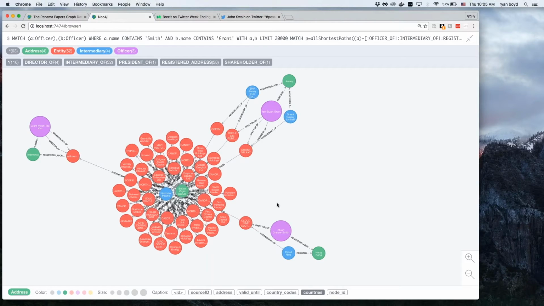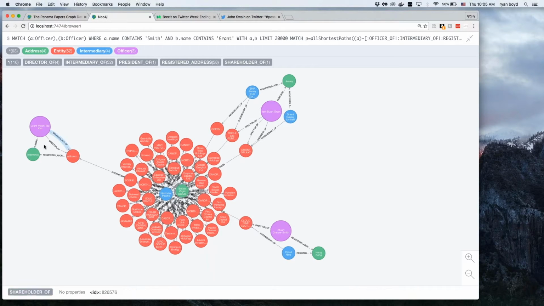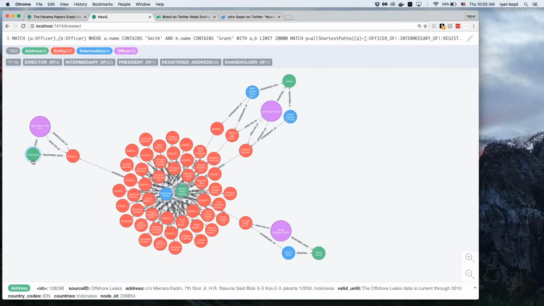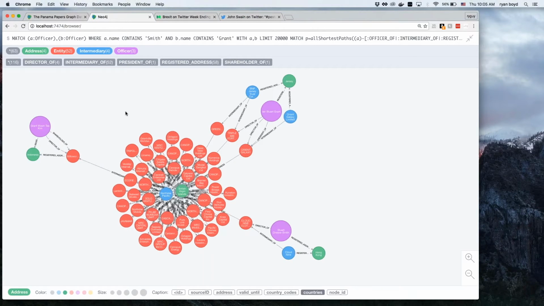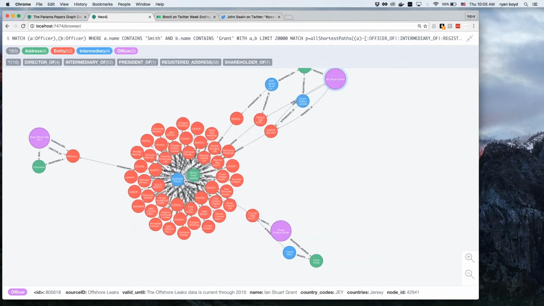These three purple nodes are people. And these people are officers of corporations, and those corporations are highlighted here in red. Each of these people has addresses, which are in green. And you can see basically the path that you would travel to get from, say, this gentleman named Ian Stewart Grant to this other gentleman named Stewart something Smith, Onslaught Smith. The path that you would take to get between these two people is basically through their intermediary companies.